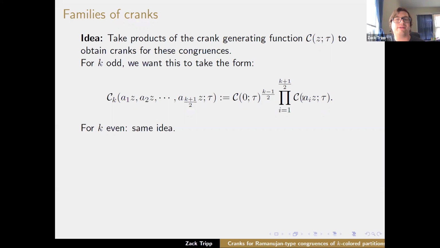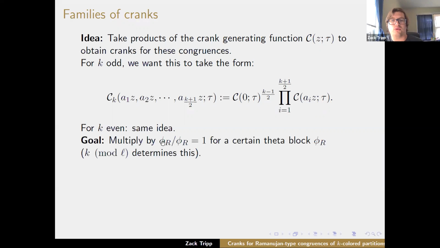The reason we want this form is so that we can choose certain theta blocks to multiply by. We multiply in the numerator and denominator, so we're just multiplying by 1. What we want is cancellation in the numerator so that the only thing left is this theta block phi sub r. Then, just like in the Jacobi triple product proof that we did above, we use the sum formula coming from the theta blocks theorem on the last slide, explicitly compute it, and determine which coefficients are 0 mod our cyclotomic polynomial.